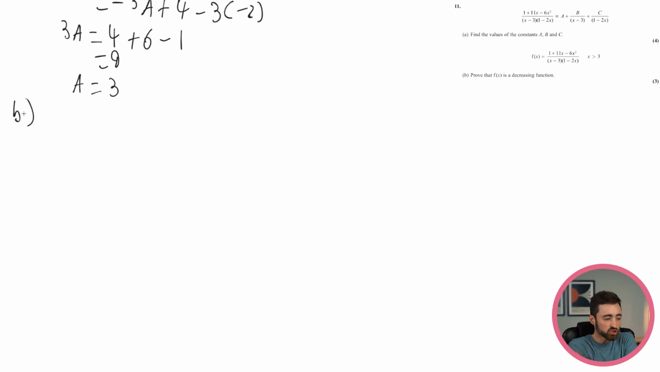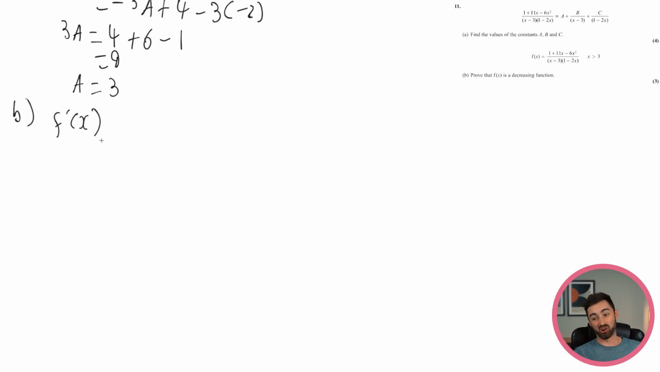Okay. So decreasing, what's that talking about? It's talking about the direction in which it's going. So what's useful for that is the gradient. If I have a function and its gradient is negative, it means the function's going down. Positive gradient is going up. Negative gradient is going down. So I've got this function. How am I going to get its gradient? Well, I'm going to differentiate, aren't I? So let's do that first.